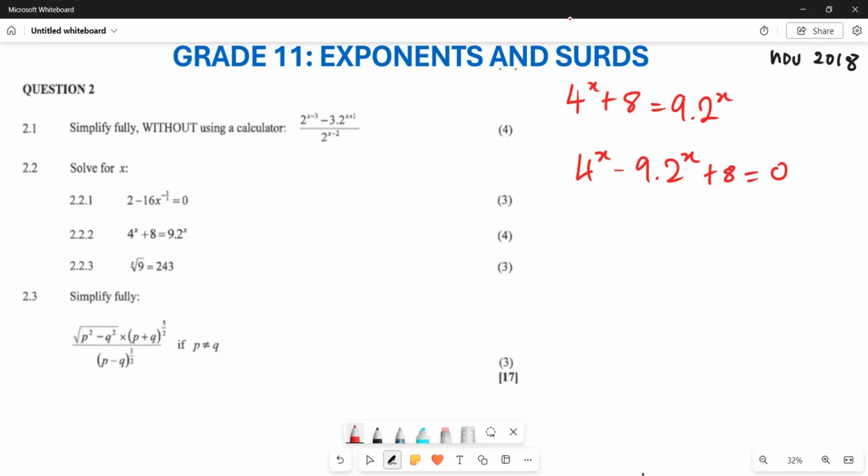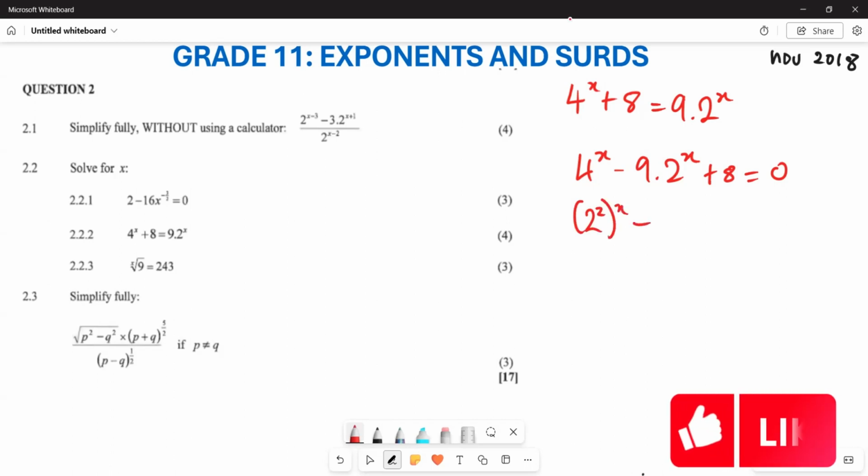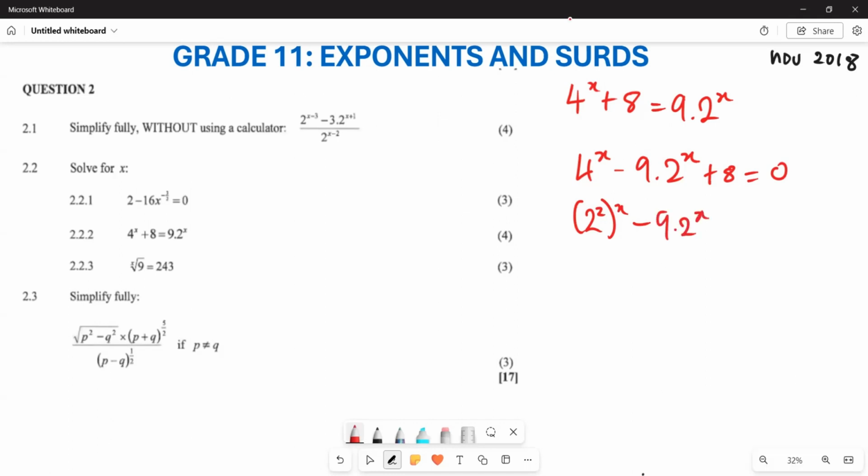So now, if you simplify this one, I want you to take note that this is the same as 2 squared to the power of x subtract 9 multiplied by 2 to the power of x plus 8, which is equal to 0. Now that you're having this, you can still simplify this in this format.